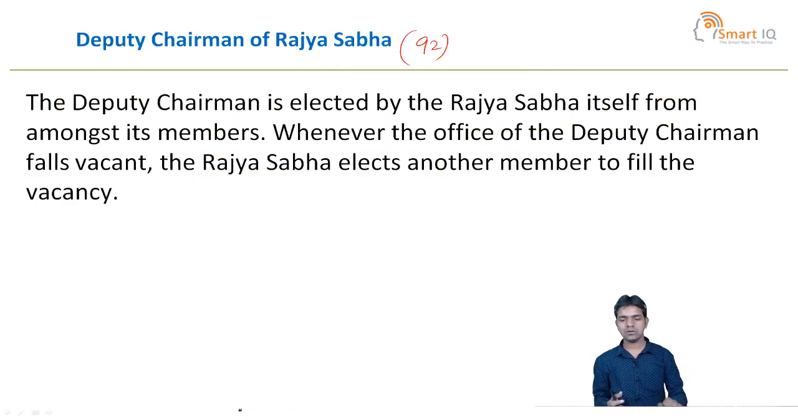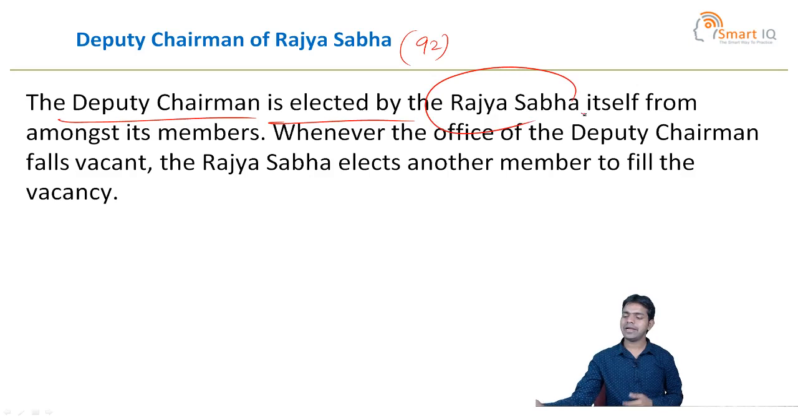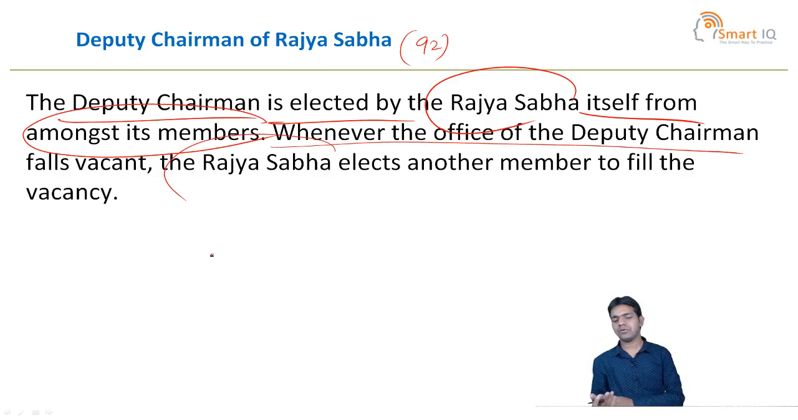Okay, so next is the deputy chairman of the Rajya Sabha. The deputy chairman is elected by the Rajya Sabha itself from among its members. It is similar to the Lok Sabha, where the deputy speaker is elected from amongst its members. Whenever the office of the deputy chairman is vacant, the Rajya Sabha elects another member to fill the vacancy. So this is also similar to the deputy speaker of the Lok Sabha in both houses of Parliament.